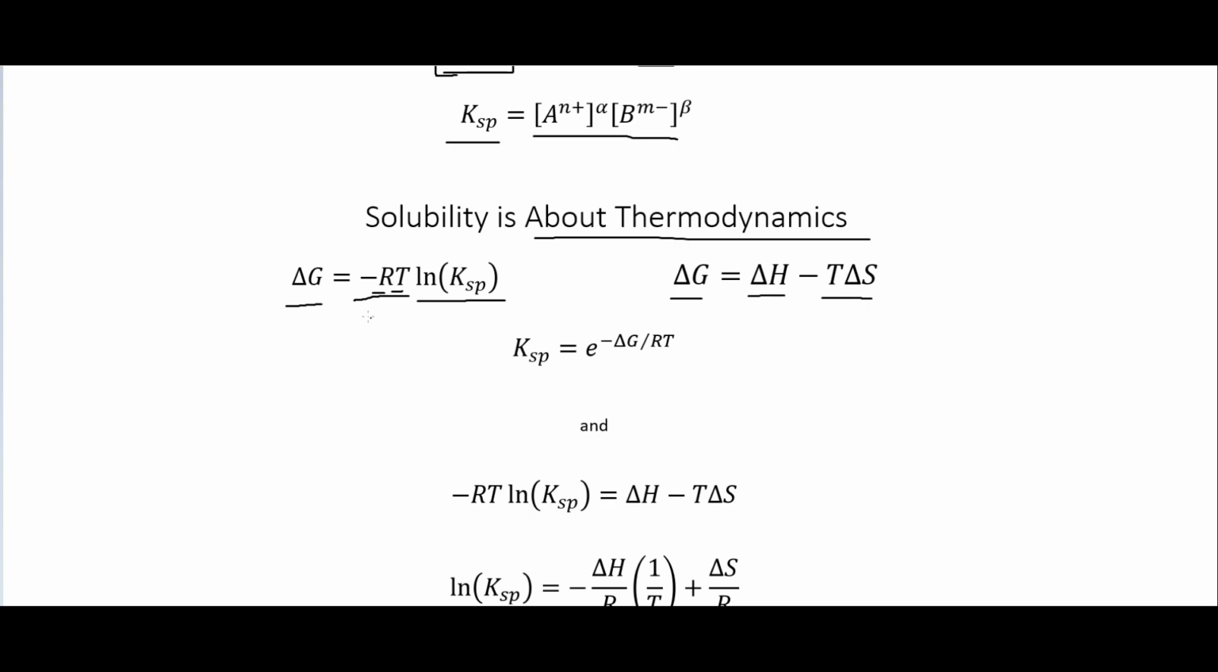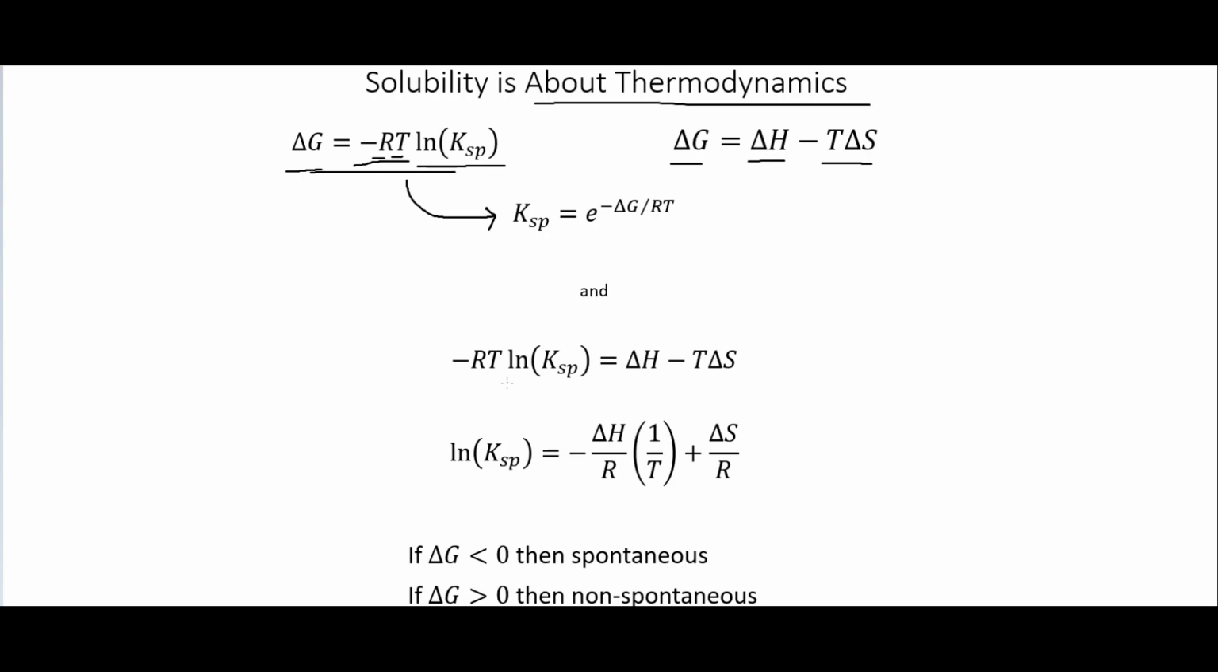And so if we use this right here, we can derive this equation like that, and we can also obtain these equations here. So these are all just ways that we can relate these thermodynamic quantities, namely the Gibbs free energy, the enthalpy, and the entropy, to our equilibrium constant Ksp. And so we can see that this is, as I said, all about thermodynamics.